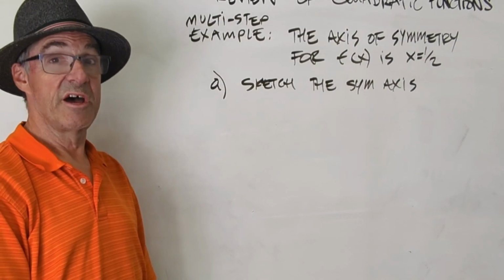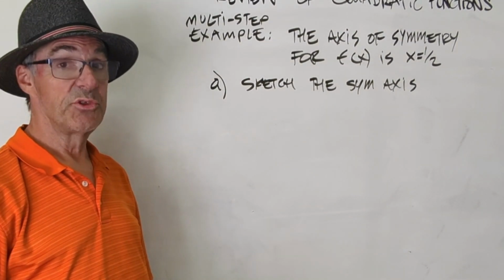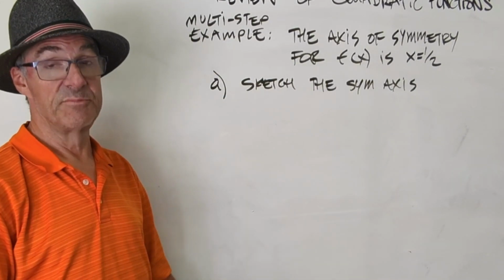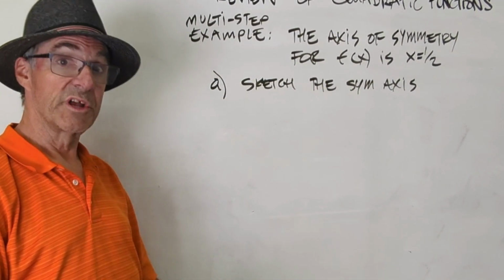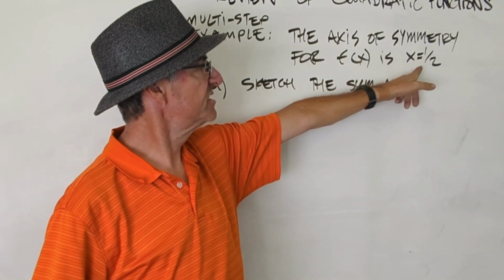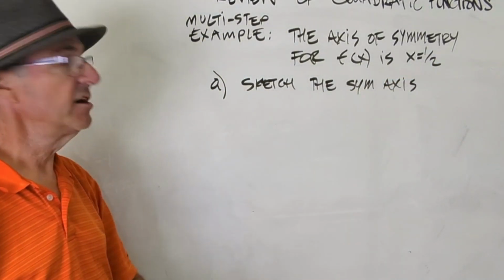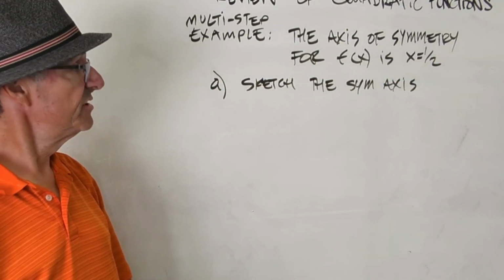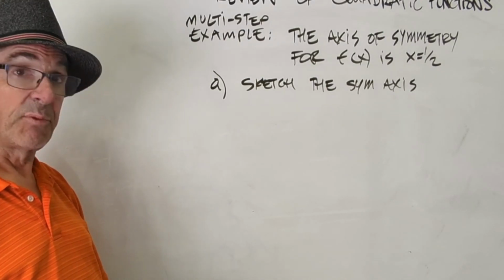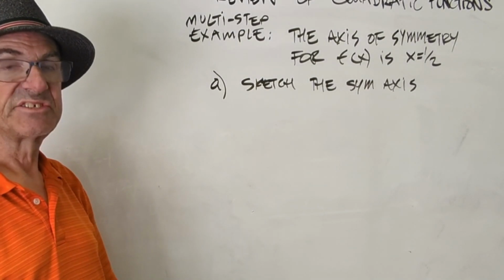All right, let's go through a typical IB multi-step problem that basically leads you through exploring all the attributes of a function. So we're going to start this one with learning that the axis of symmetry of f(x) is x equals 1/2. So part A here might be: sketch the symmetry axis. So go ahead, pause the video, start your graph, and put the symmetry axis on it.